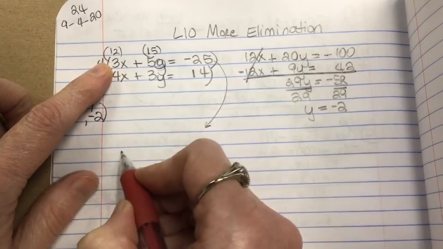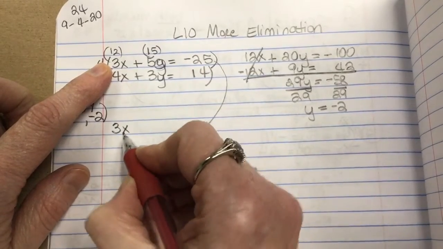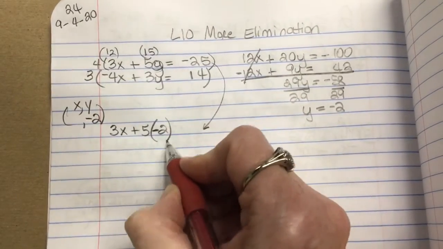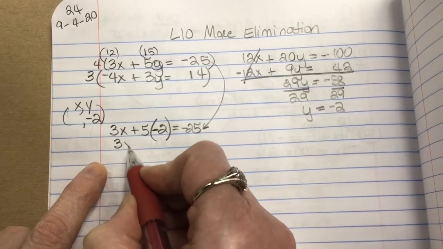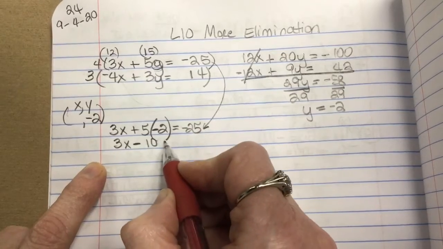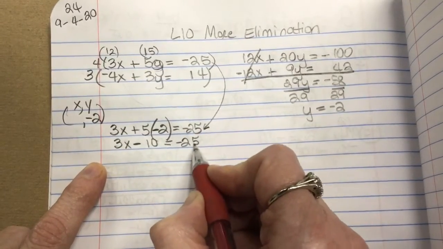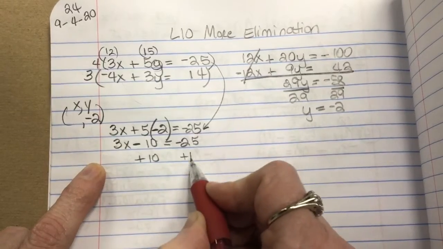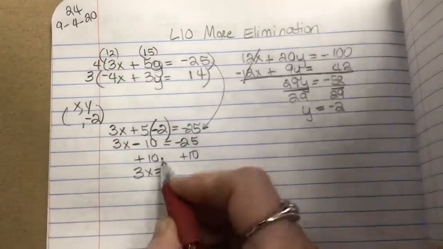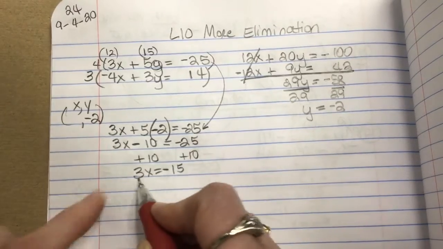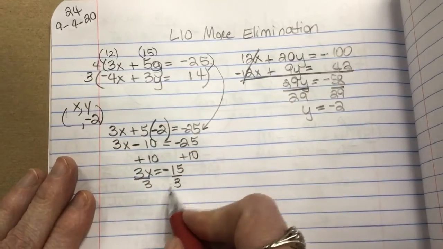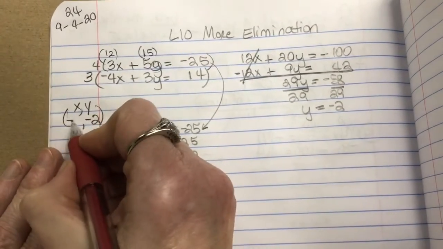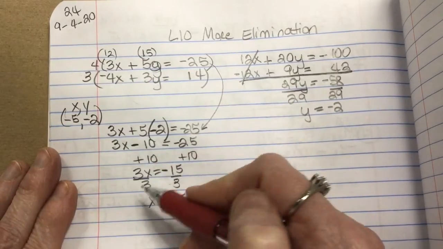And I'm going to show it, so at least if you have to go back to your notes, you'll know. 3x plus 5 times, that page does not want to stay up, times negative 2 equals negative 25. 3x minus 10 equals negative 25. Add 10. 3x equals negative 15. So what's x? Negative 5. Oop, almost divided by negative there. 3, and we get x equals negative 5. And you can check them back in. Those both work. That's where they intersect.